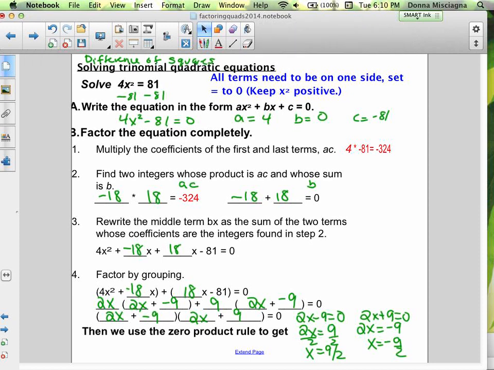Quadratic equations always have two solutions. If it's a perfect square, we might get the same solution twice, but we'll always have two solutions. All right, let's continue on.